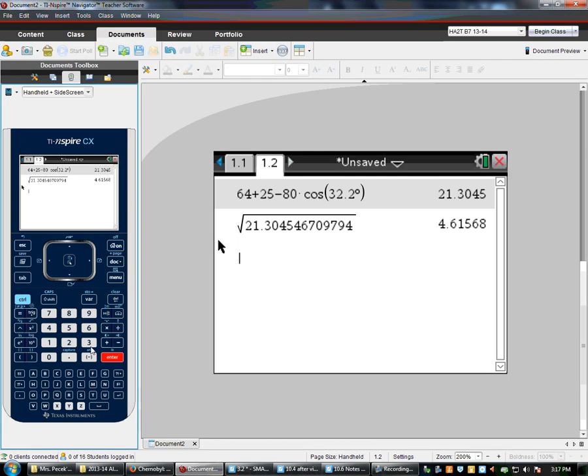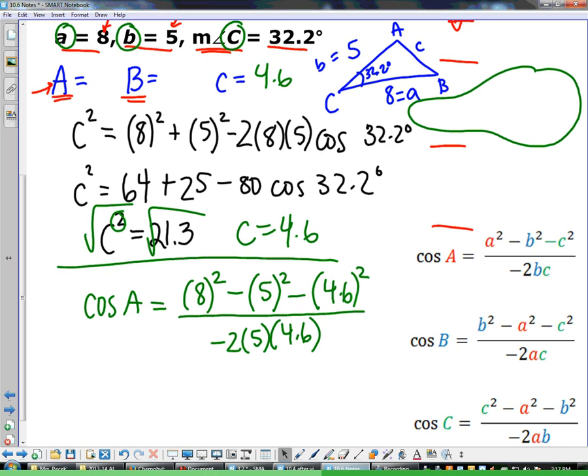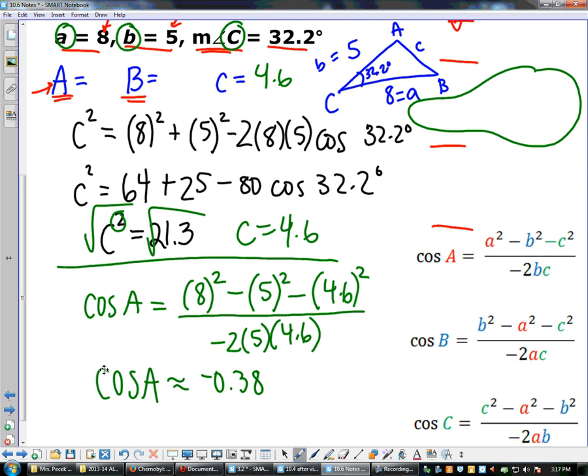Okay, so on our calculator, let's get a fraction set up first. In the numerator, we're going to have 8 squared minus 5 squared minus 4.6 squared. And none of those are negative, so I don't really need parentheses there. In the denominator, I'm going to divide this by -2 multiplied by 5 multiplied by 4.6. So we're going to see that that value is equal to -0.38 or somewhere close to there. So right now we know that our cosine of A is equal to about -0.38.